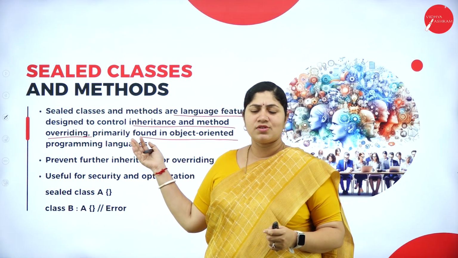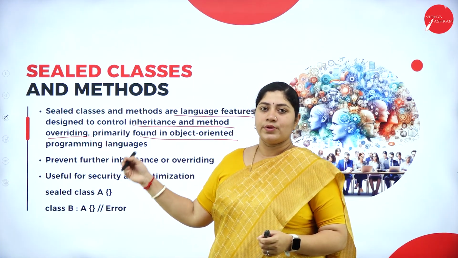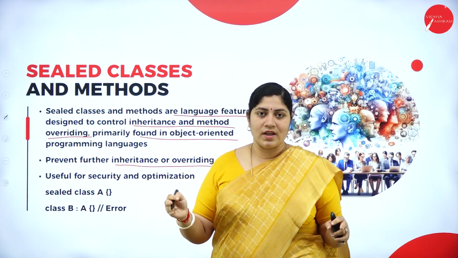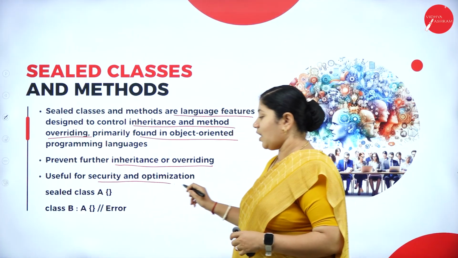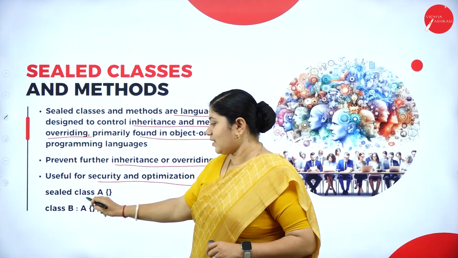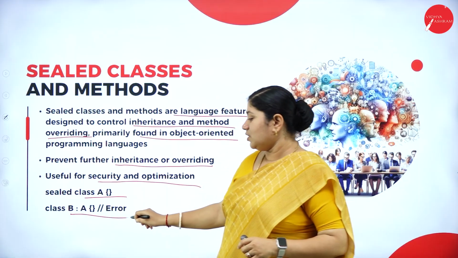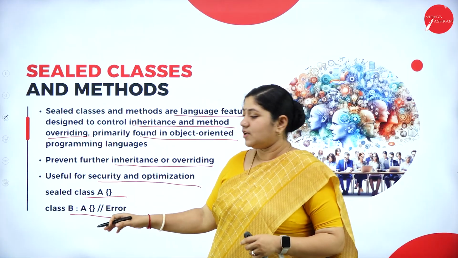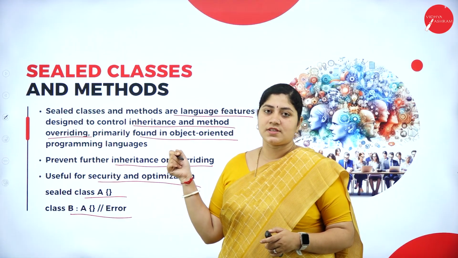Now, as we have understood what a sealed class and method are, let's understand the purpose of this. By using this, it prevents further inheritance or overriding. It is very useful for security and optimization of the code. How do we achieve that? By using the sealed class. In an example, we define a primary class A, followed by a sealed class, class B : A. This is how we create a sealed class and a method.